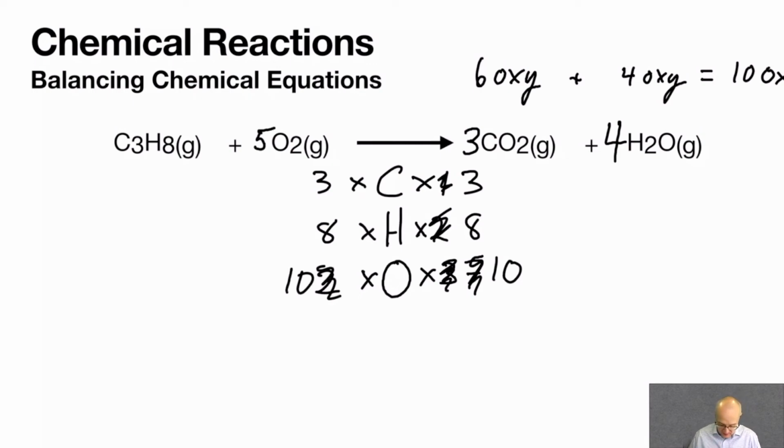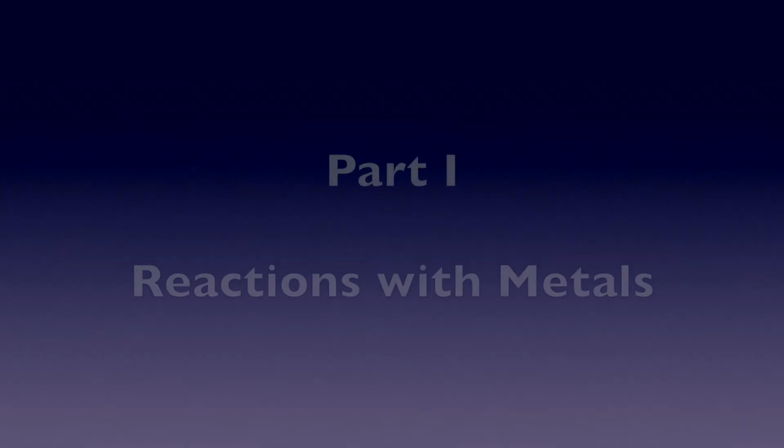All right, now how do I know it was a 5? Well, I knew I had 10 on the right. I got to have 10 on the left. So 10, I already have 2. 5 times 2 is 10. And that's how you figure that out. All right.